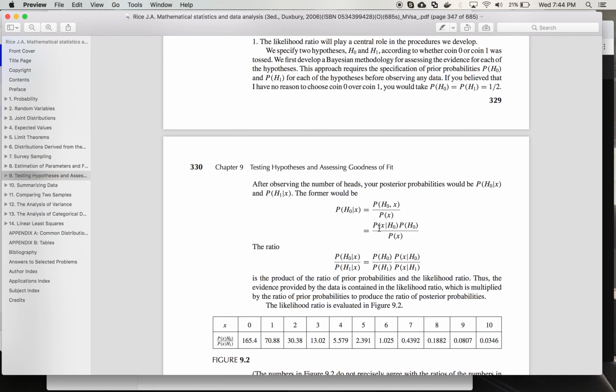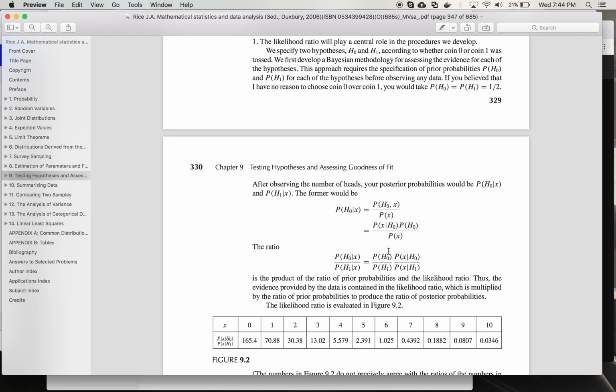Let's take each coin separately. To find the posterior probability of coin 0, again we start with our conditional probability formula, where the probability of h naught given x is equal to the probability of h naught comma x divided by the probability of x, and this goes back to the probability of x given h naught times the probability of h naught divided by the probability of x. When we divide the probability of h naught given x by the probability of h1 given x, this is the final formula that we get.